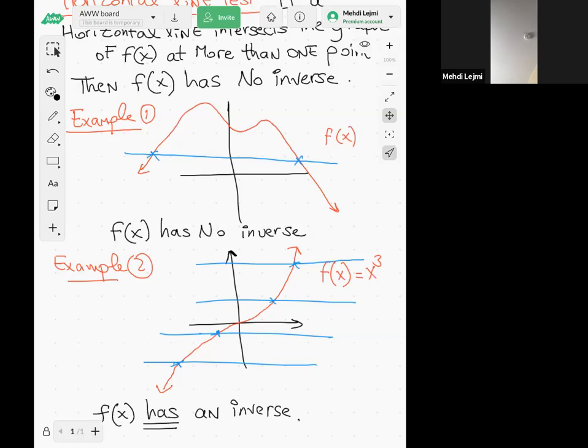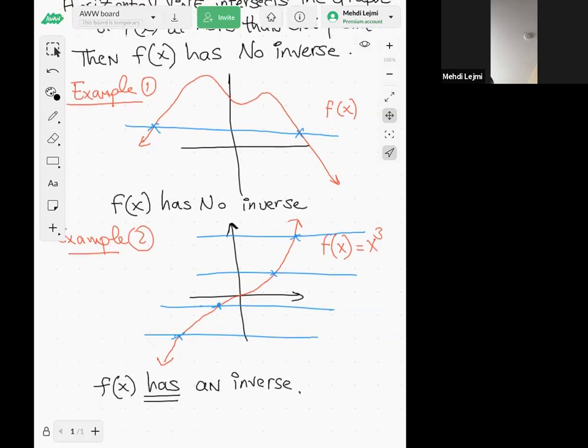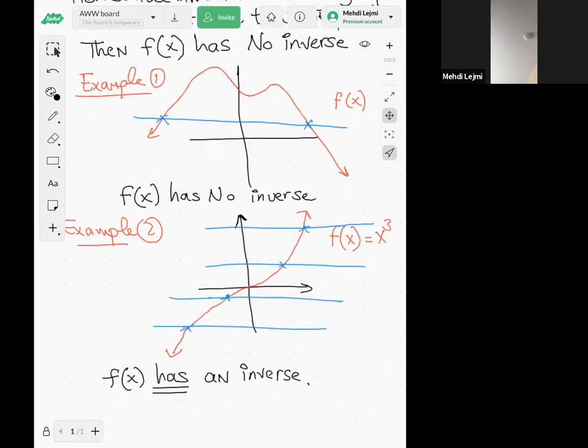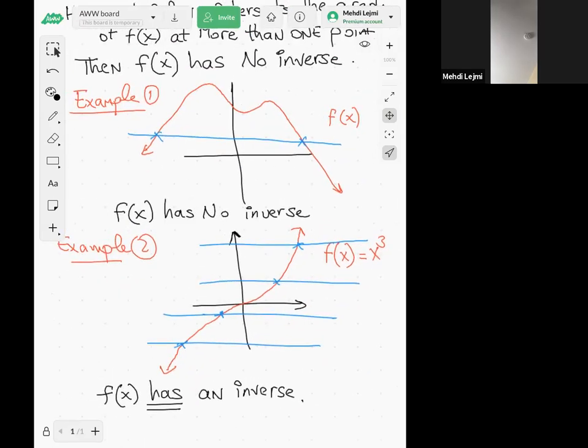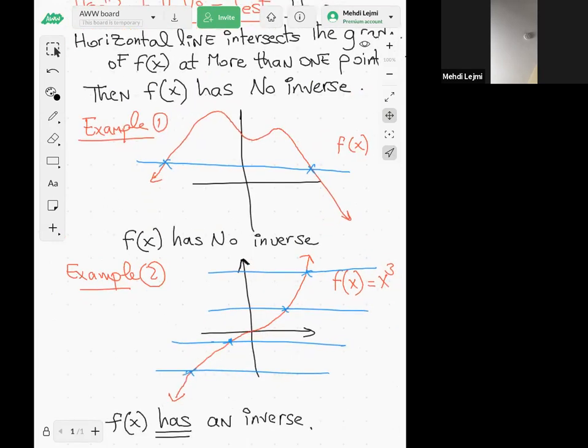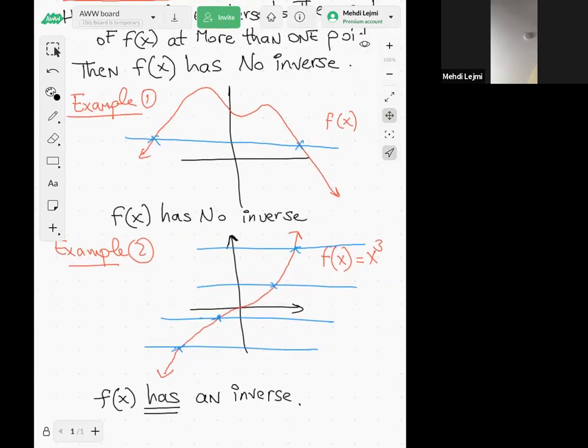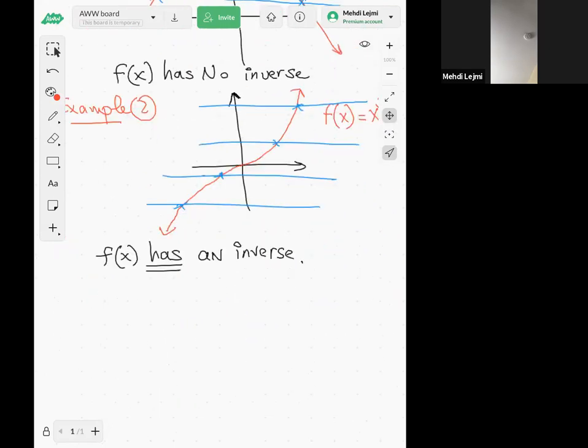Is there any other question, guys? And if you have the graph, of course, you can just use this horizontal line test. Any other question, guys? Okay, so then let's do an exercise. I'm going to give you 2 or 3 graphs, and you have to determine whether the function has an inverse or not using this horizontal line test.